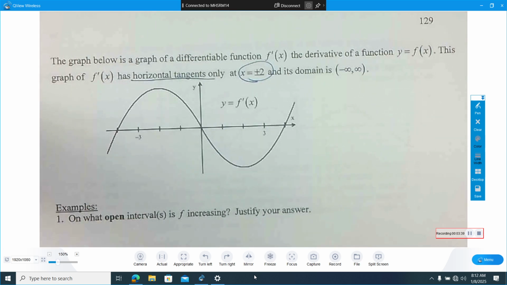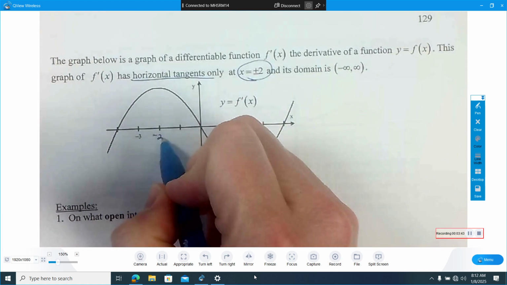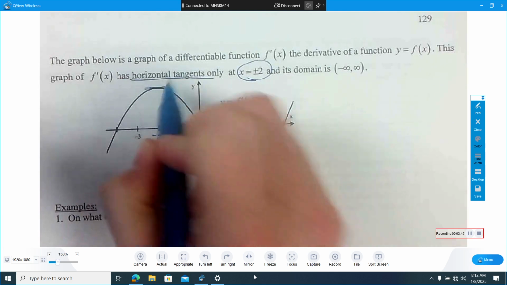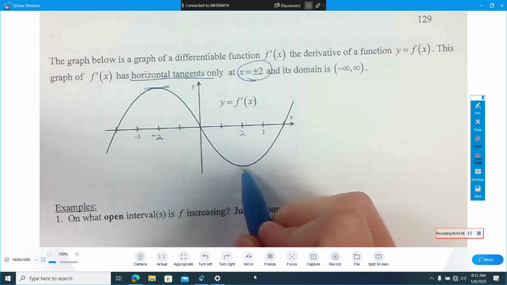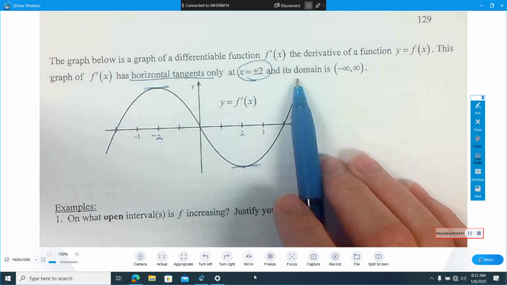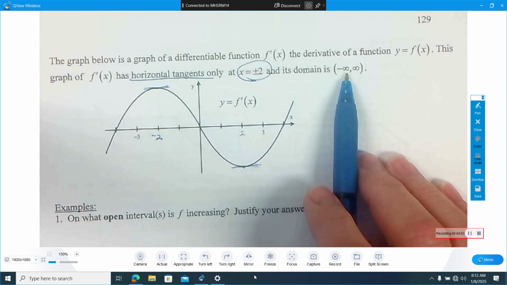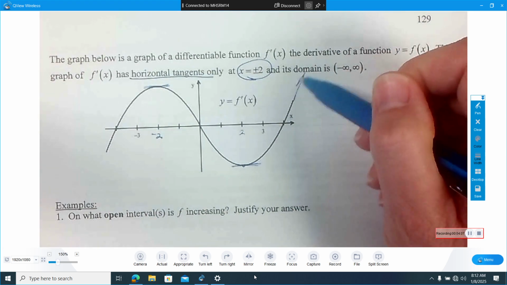Take the time to look carefully and be like, okay, so at -2, I'm seeing that there's a horizontal tangent. Okay, that's good to know. And at +2, I'm seeing that there is a horizontal tangent there. So take the time to really understand. Maybe you can't write it down, but you can take the time to think it through. But as always, I definitely advise making a sketch. And its domain goes from negative to positive infinity. So it does continue on here forever.